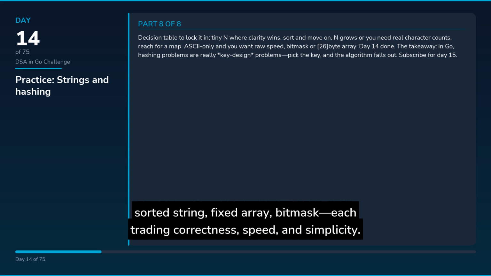Decision table to lock it in. Tiny n where clarity wins, sort, and move on. n grows, or you need real character counts, reach for a map. ASCII only, and you want raw speed, bit mask, or 26-byte array. Day 14 done. The takeaway: in Go, hashing problems are really key design problems. Pick the key, and the algorithm falls out.